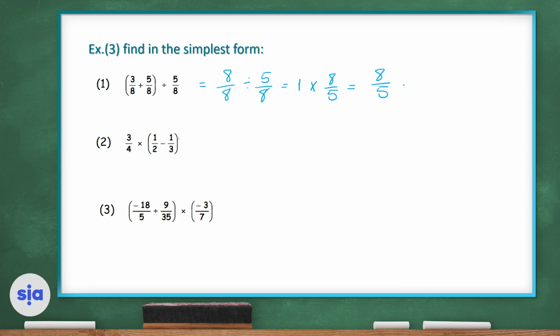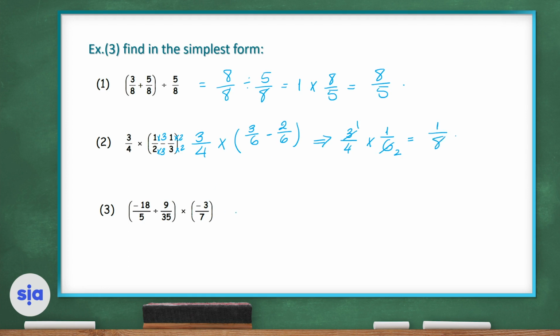Question 2, 3 over 4 multiplied by 1 over 2, so you multiply here by 3 up and down, and you multiply this one by 2 up and down. So it's 3 over 6 minus 2 over 6. So in this one, it's 3 over 4 multiplied by 1 over 6. So divided by 3, it's 2. Divided by 3, it's 1. So the answer is 1 over 8.